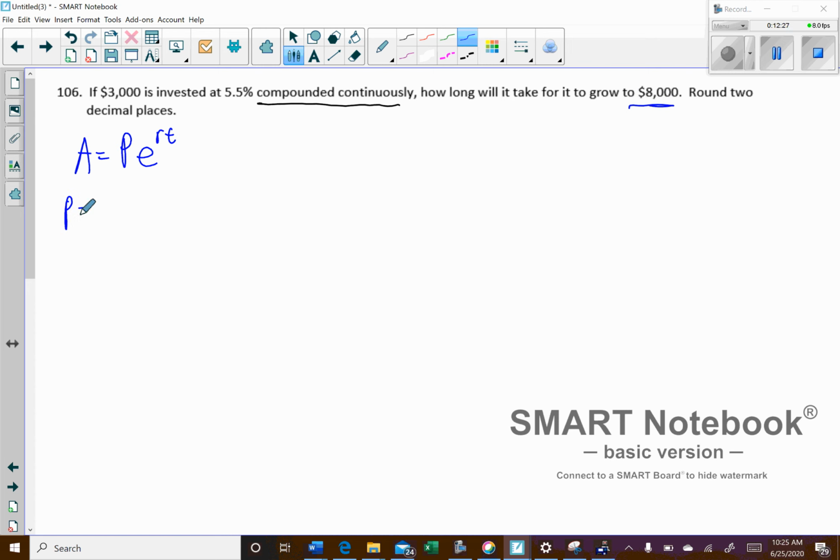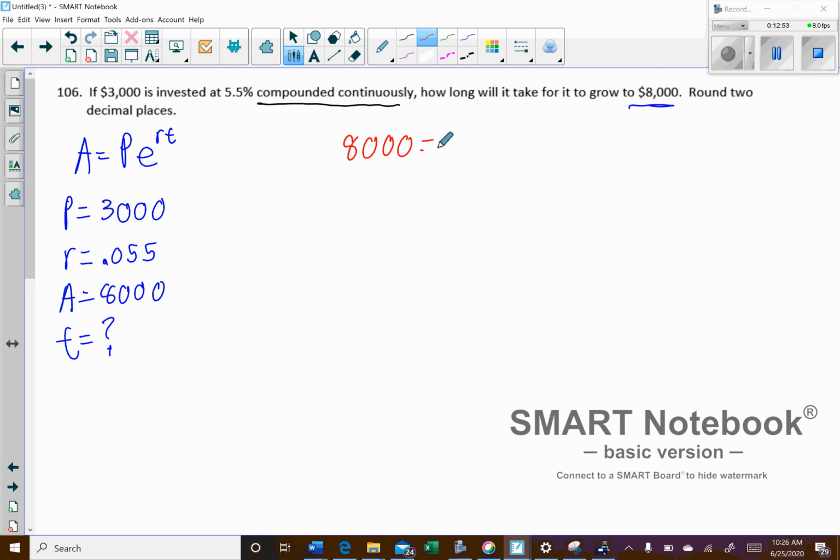So our initial investment is going to be 3,000. Our rate of return is 5.5%, so you have to move that 2 decimal places. And then how long will it take to grow to 8,000? So once again, we're solving for time. So we'll go ahead and plug these in. I want it to grow to 8,000. Let's start with 3,000 and then e raised to 0.055 times t. And then from here, we'll divide by 3,000.